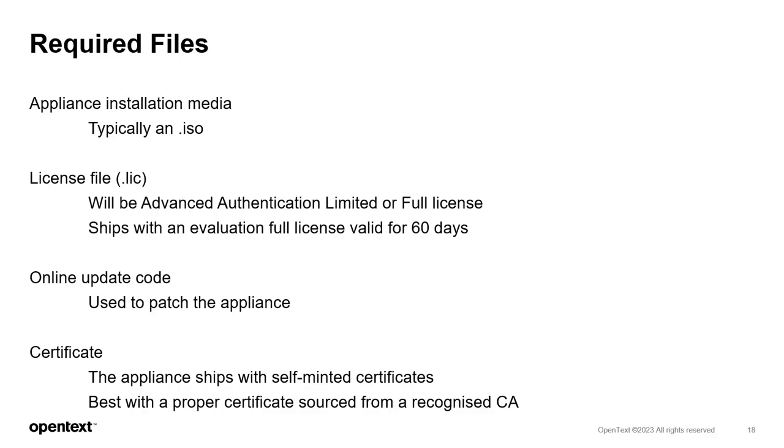Typically, you'll have an Advanced Authentication Limited or a full license. They more or less give the same functionality, but just different methods that are supported. The Advanced Authentication Limited is what you get as an entitlement with Filr and indeed other products such as GroupWise and OES and so on. Or it may be a full license if you've purchased the full product. When you install the product, it does ship with an evaluation license, which is valid for 60 days, I think.